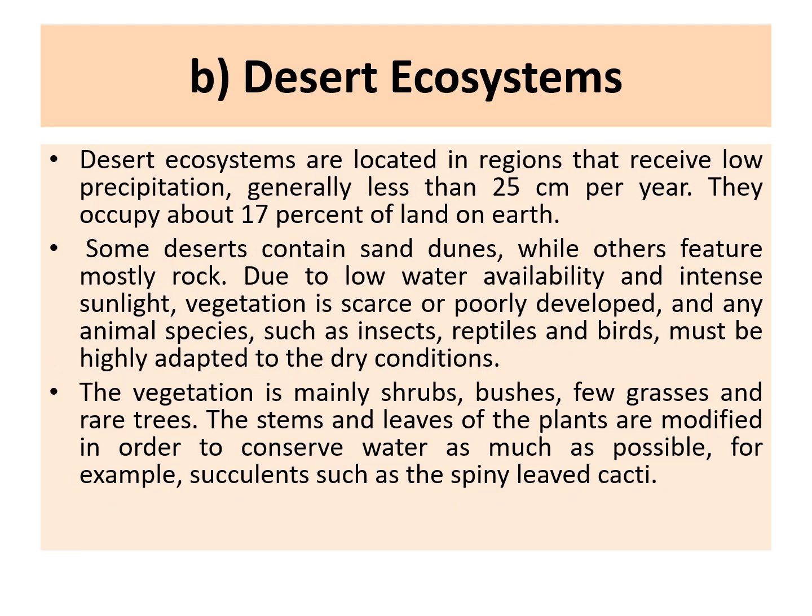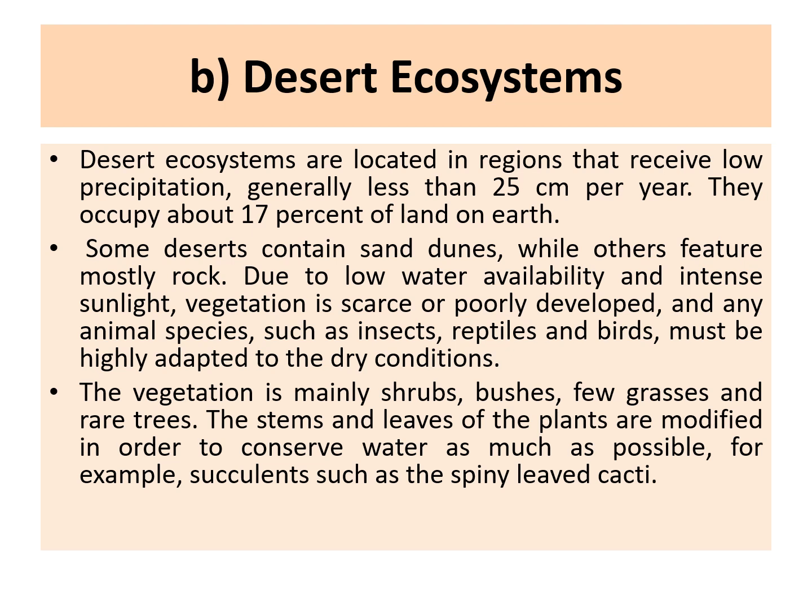The second type of ecosystem after your forest ecosystems is the desert ecosystem. Deserts occupy nearly 17% of the land of the earth, and desert is any region which receives less than 25 centimeter rainfall per year. Some deserts contain sand dunes while others contain rocks, and due to low water availability and intense sunlight, the vegetation is also very less and poorly developed, and animal species like insects, reptiles, birds, etc. must be highly adapted to the dry conditions.